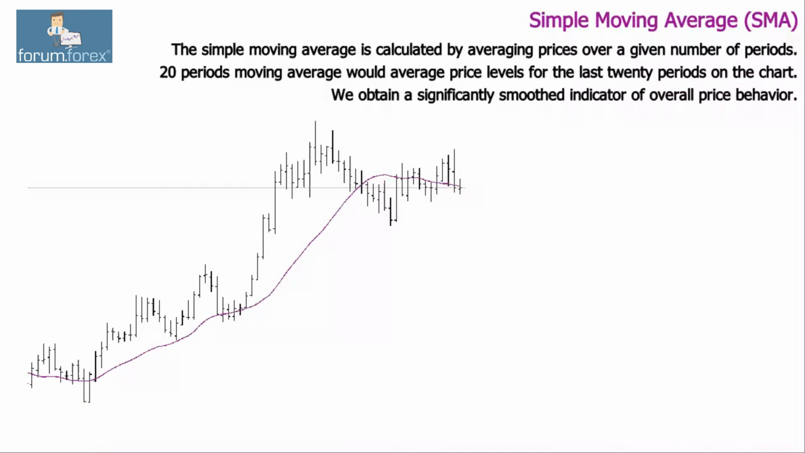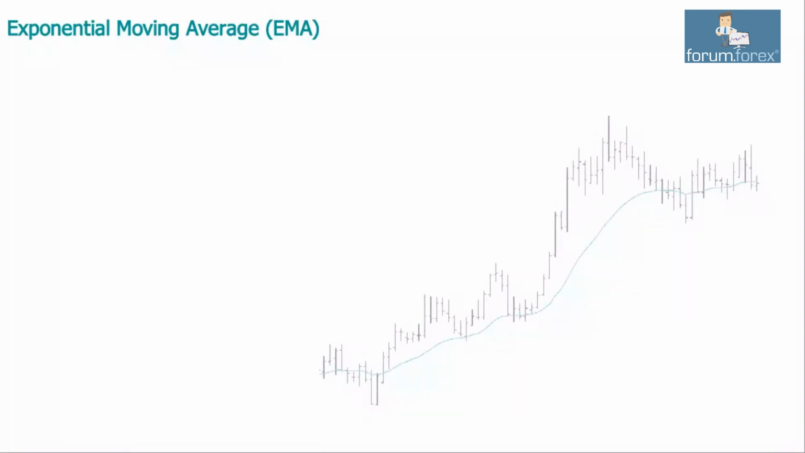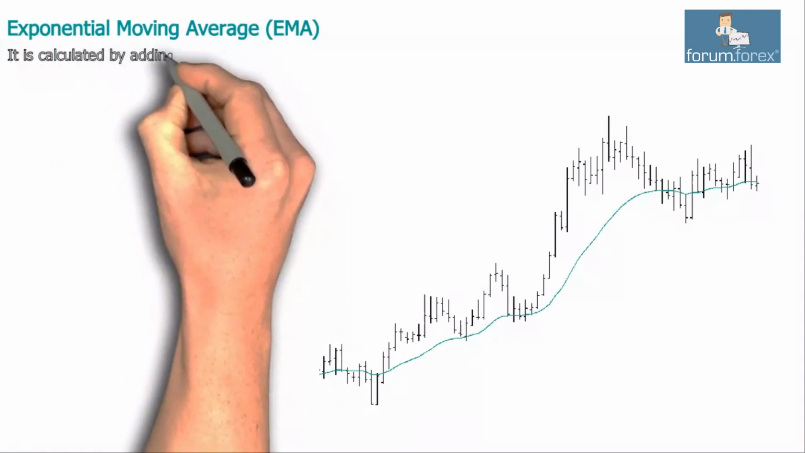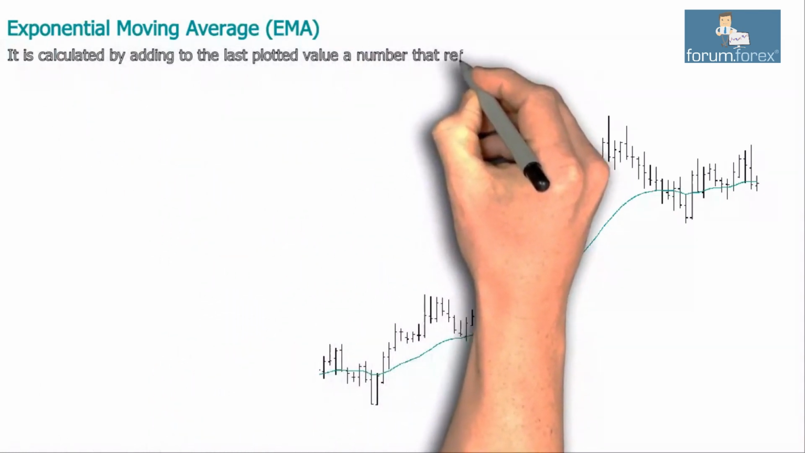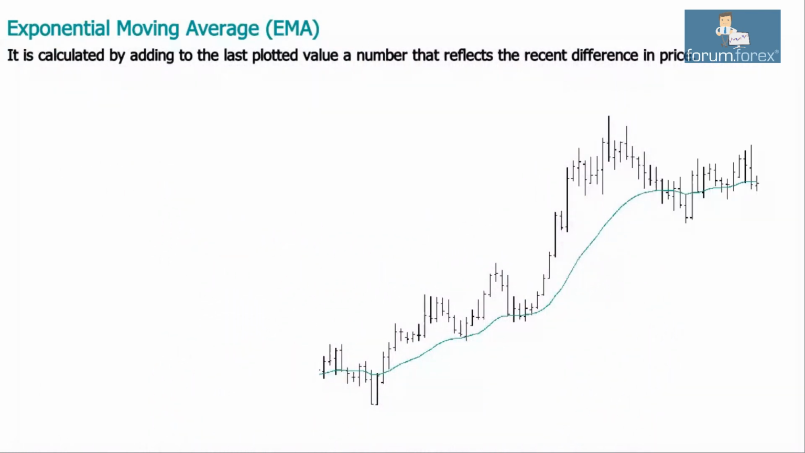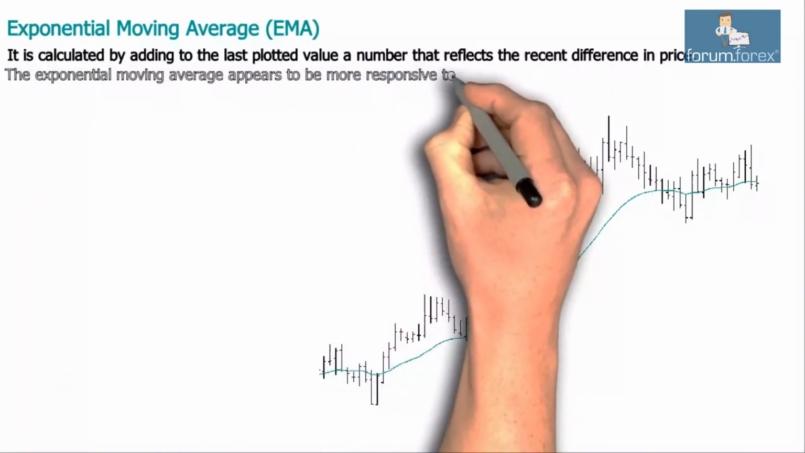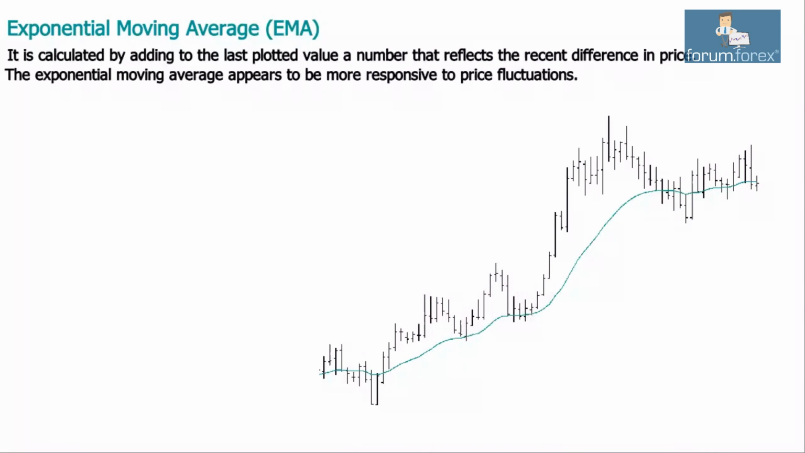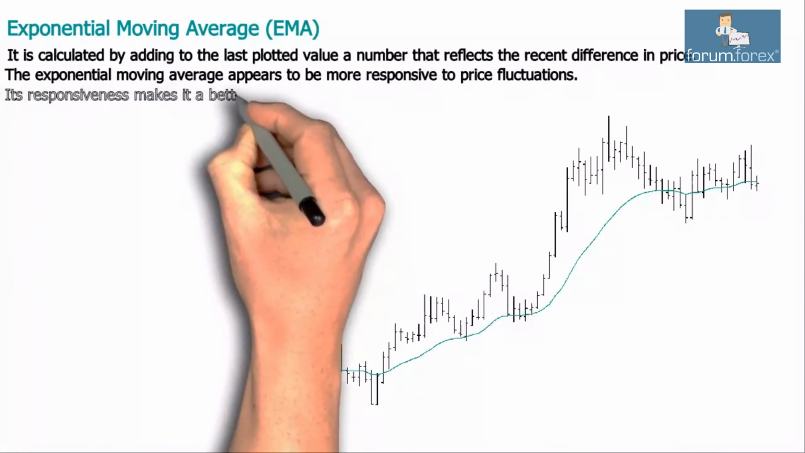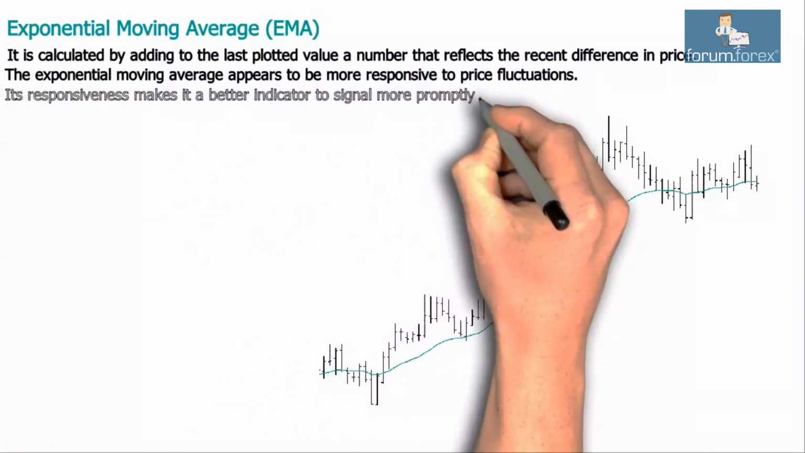The exponential moving average is calculated by taking the difference between the current price and the previous value and multiplying it by a number dependent on the number of periods taken into account, and the result is added to the previous exponential moving average value. Unlike the simple moving average, the exponential moving average doesn't eliminate any previous price levels from the set when it is calculated, and it appears to be more responsive, reflecting more closely minor fluctuations in price behavior.